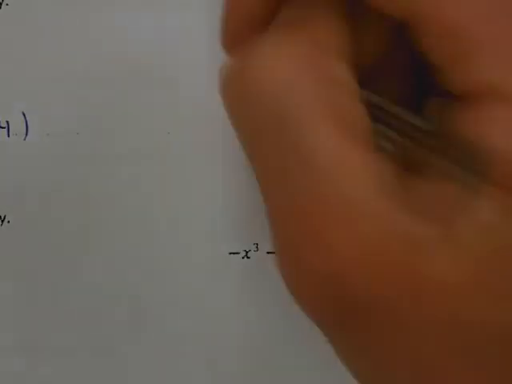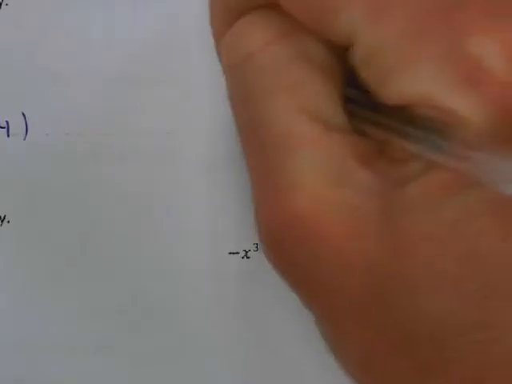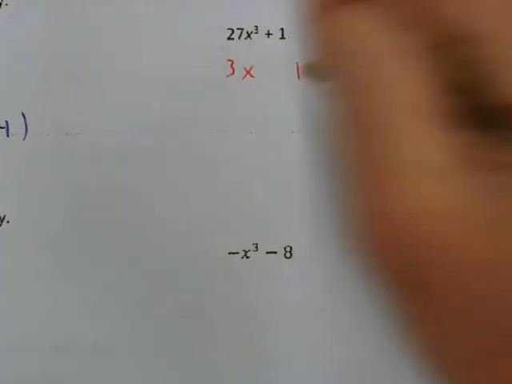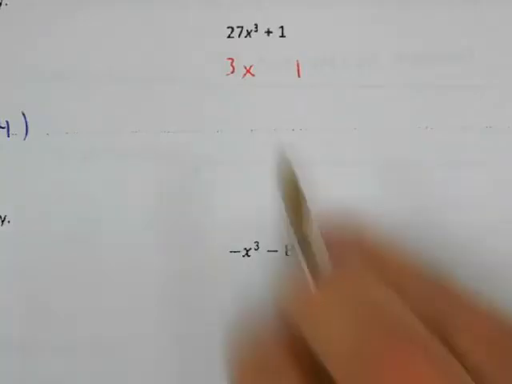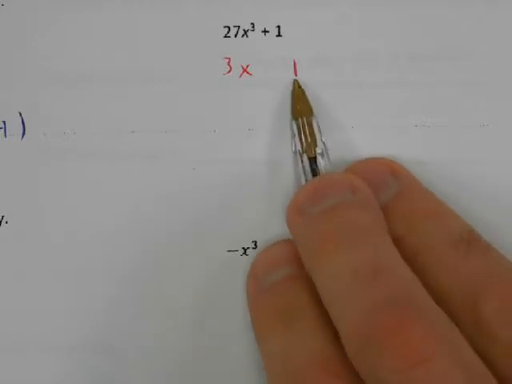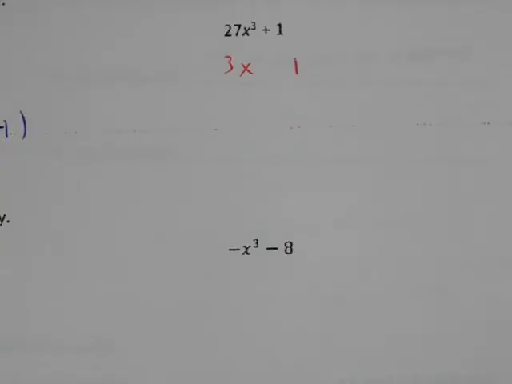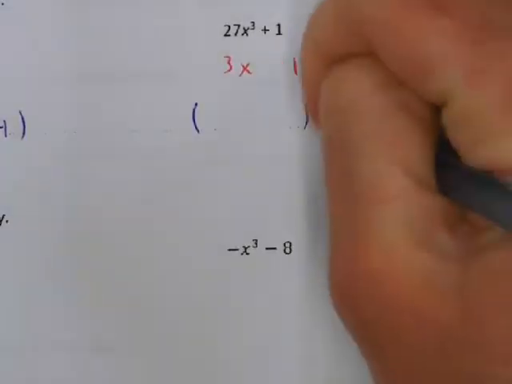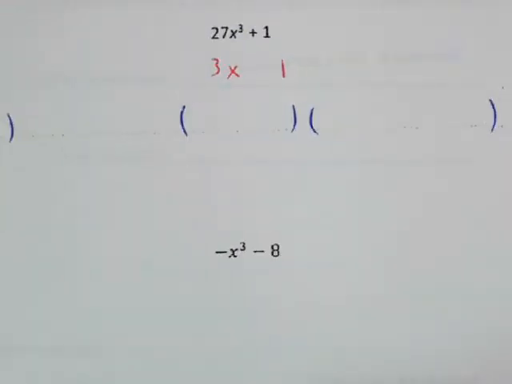Well, the cube root of 27 is 3. The cube root of x cubed is x. So then we're going to be dealing with 3x. And what's the cube root of 1? 1. So this is my a in my formula. This is going to be my b. All right, and then how do we factor this thing? Well, I know it's going to look like this, a binomial times a trinomial. So we're going to draw our parentheses there.